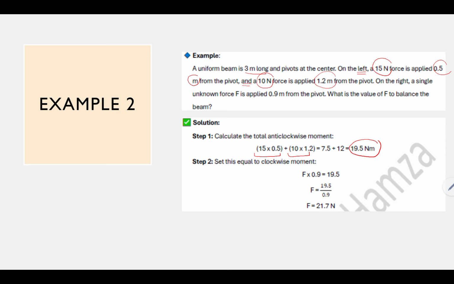Now we look at all the moments on the right. We don't know the force, but we know the distance, 0.9. So F times 0.9. So we do the moments on the left equal to the moments on the right. I already have the moment on the left. To find F, again, everything next to it should go to the other side at the bottom. So F is 19.5 over 0.9, giving 21.7 newtons.